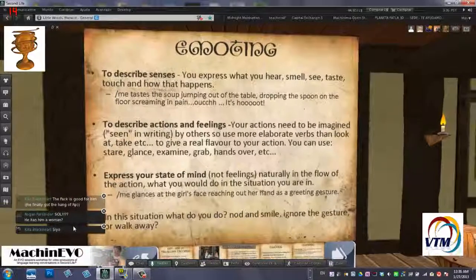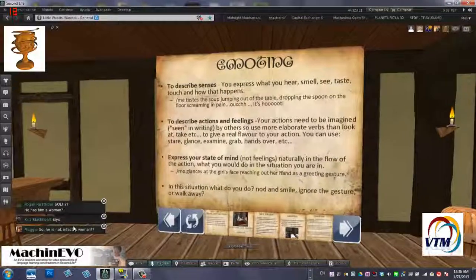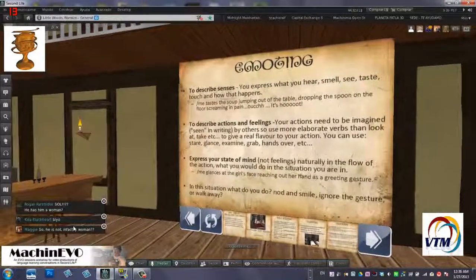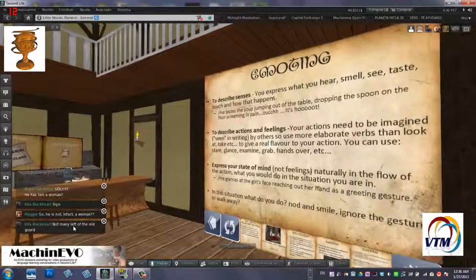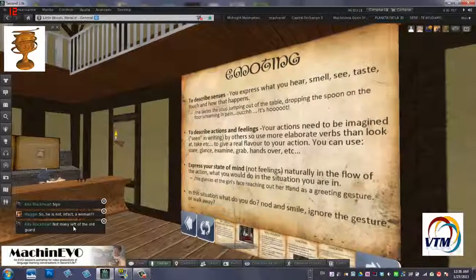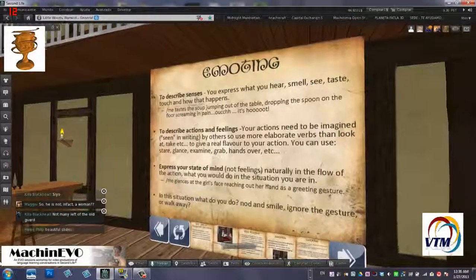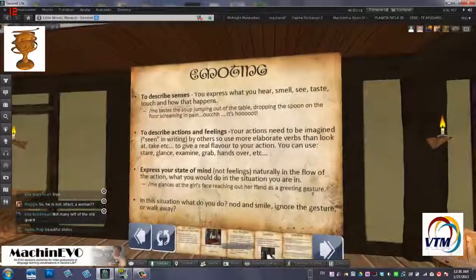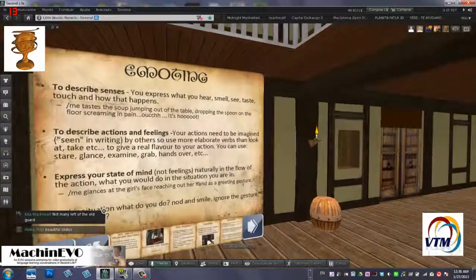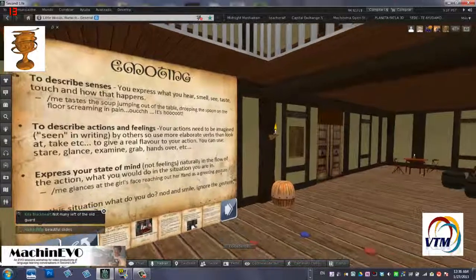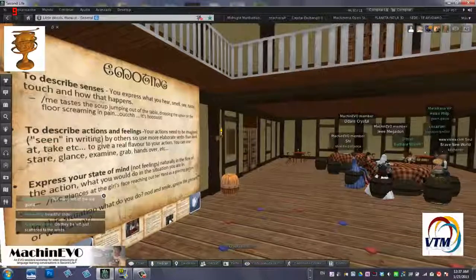When you emote, you describe your senses, as I told you before, your actions and your feelings. To describe the senses, we use a lot of verbs, and if we're talking about senses, of course, we're going to use the sensing verbs, like, for example, hear, smell, see, taste, touch, and explain how that happens. In the example that we have here, this is how you write it down on the chat.